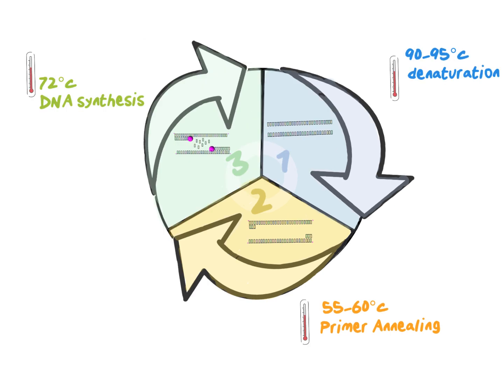So on to the third stage now, the final stage in this first cycle, the DNA synthesis phase, where the Taq polymerase will now synthesize new DNA. For this, we increase the temperature now up to 72 degrees Celsius.